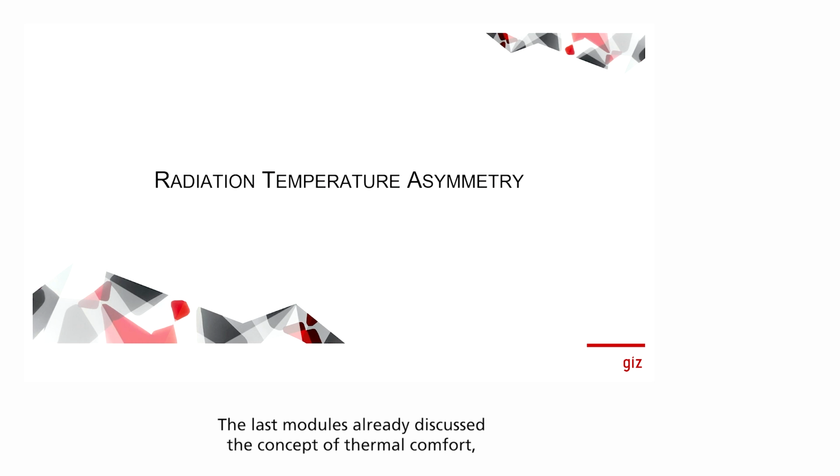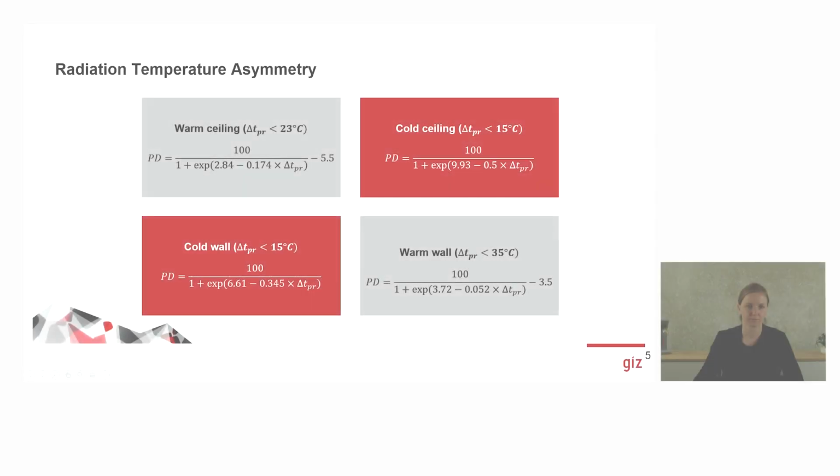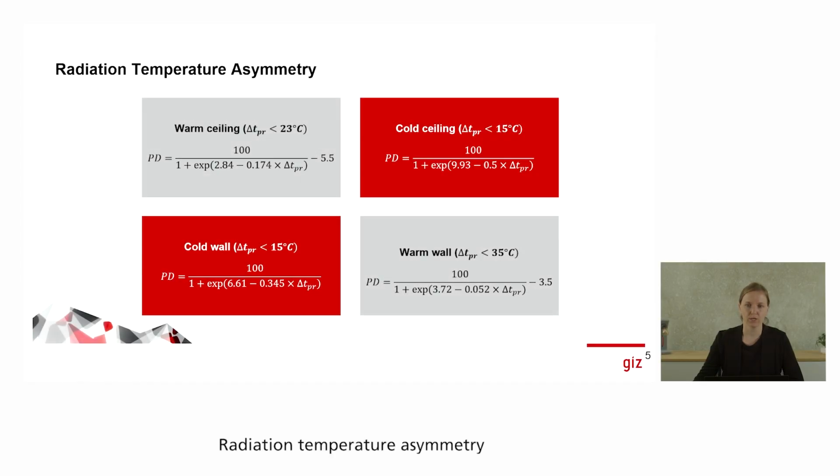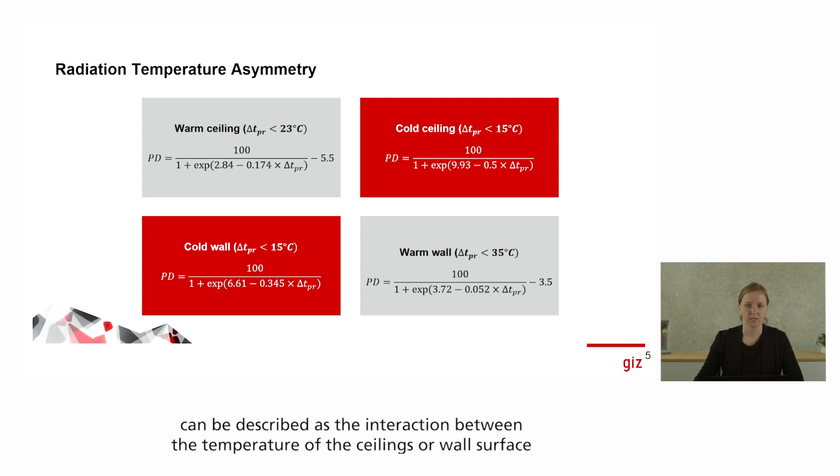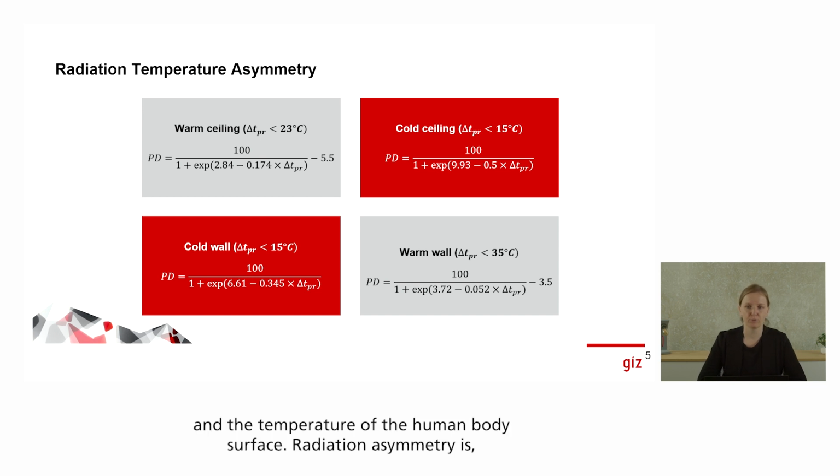The last modules already discussed the concept of thermal comfort, how it is measured and influenced. On the basis of this, I would like to introduce you to the effect of radiant temperature asymmetry. This has a significant influence on the overall thermal comfort in a room. Radiation temperature asymmetry can be described as the interaction between the temperature of the ceilings or wall surface and the temperature of the human body surface. Radiation asymmetry is, for example, particularly pronounced with warm or cold ceilings and warm or cold walls.